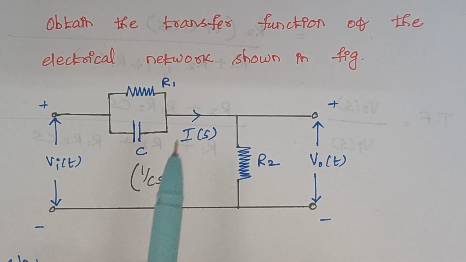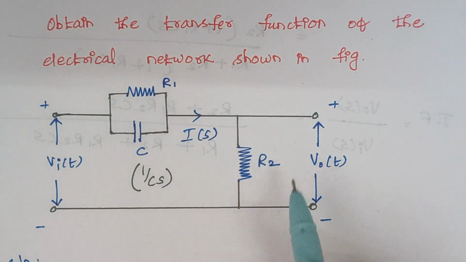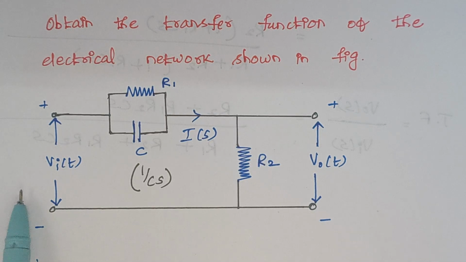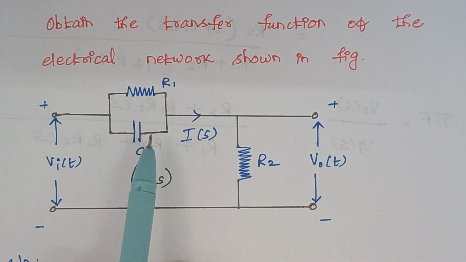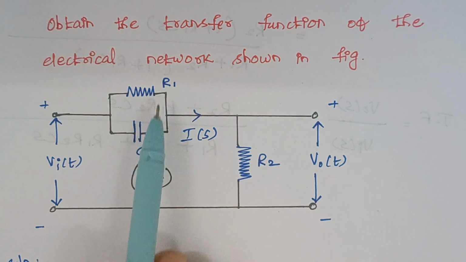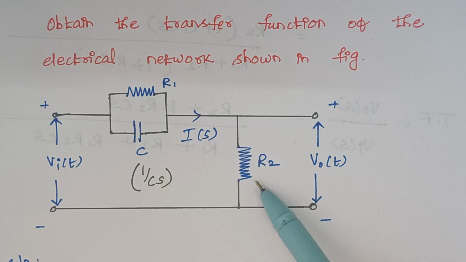Today's topic is: obtain the transfer function of the electrical network shown in the figure. This is one of the most requested videos. Here is the basic diagram of a lag compensator. I believe we all know the basic components here, right? We have R1 and C connected in parallel, and there is another resistor R2.